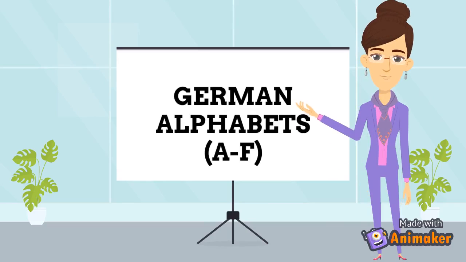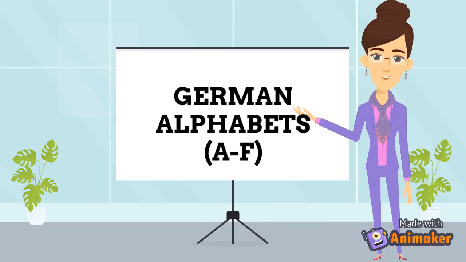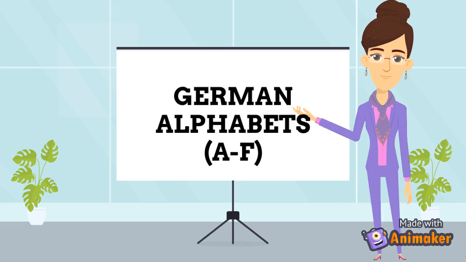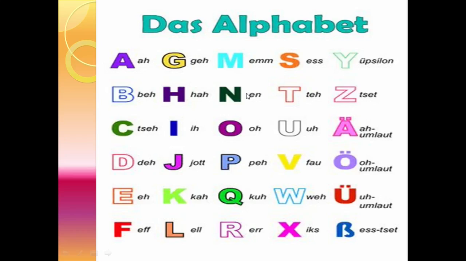Hi everyone. The first lesson is about German alphabets. In English there are 26 alphabets, but in German there are 4 more. Yes, indeed, 30 alphabets. So here is an overview of the 30 German alphabets.